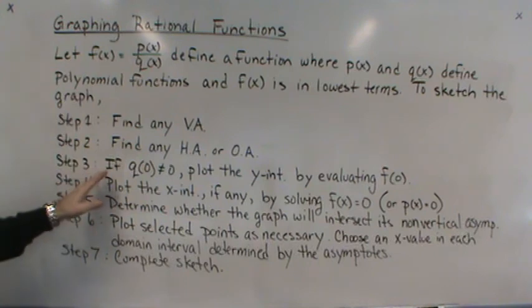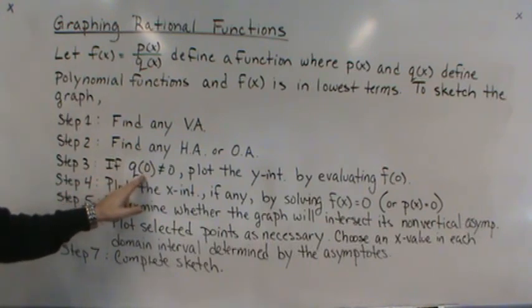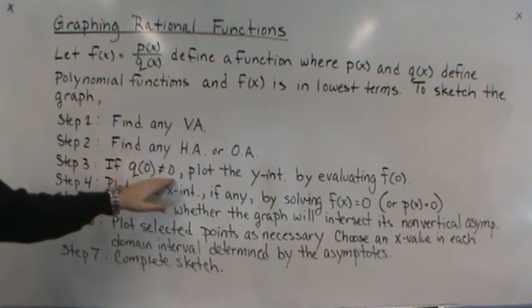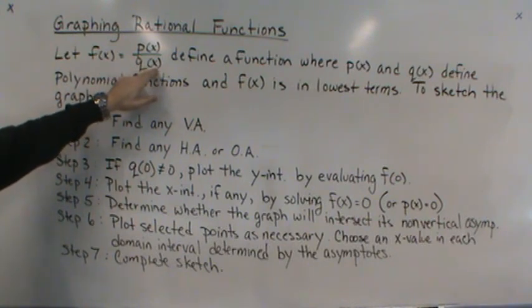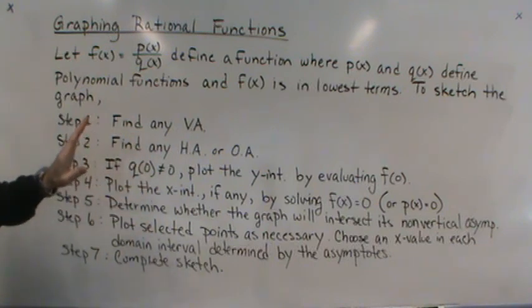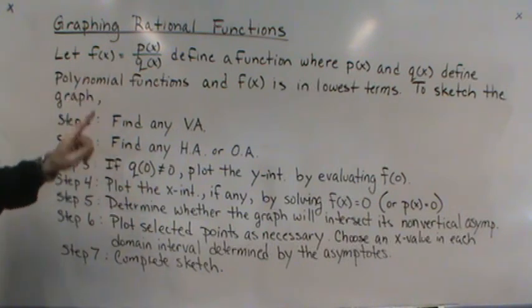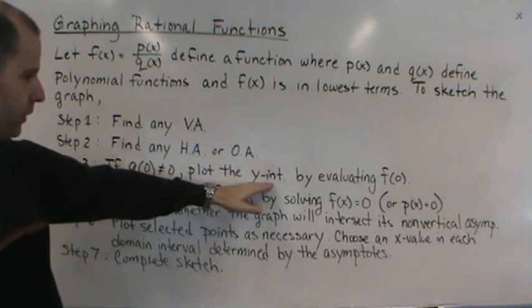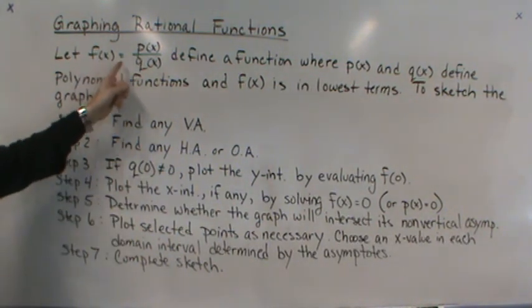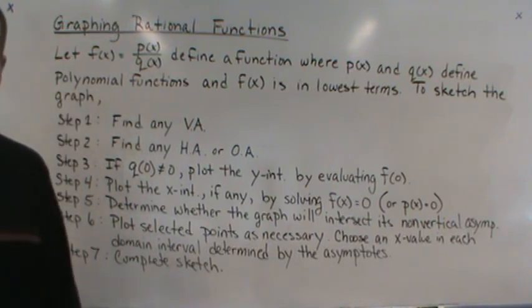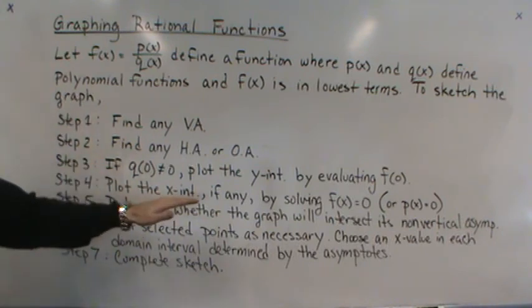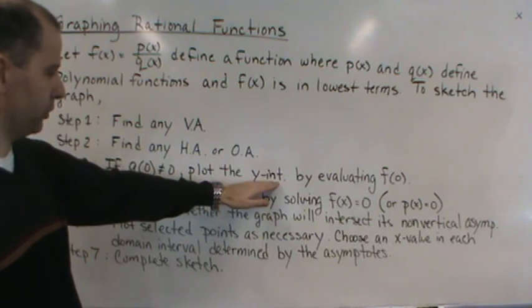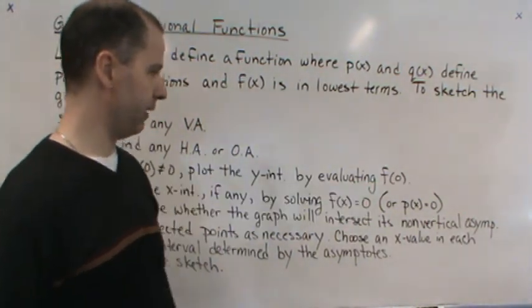And then step 3, if the bottom is not 0 when we plug in 0. In other words, if q of 0 is not 0, if we don't get 0 in the denominator when we plug in 0 for x, then we want to go ahead and find f of 0. In other words, we want to find the y-intercept. Obviously, if we plug in 0 and we get 0 in the denominator, then there is no y-intercept. But if there's a y-intercept, we want to find it and plot it, and we do that by evaluating f of 0.